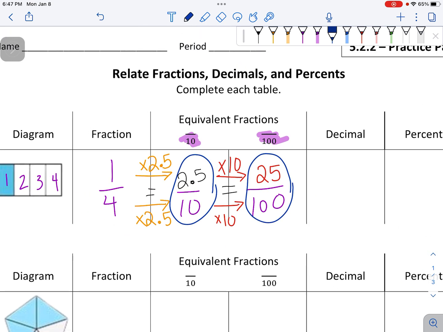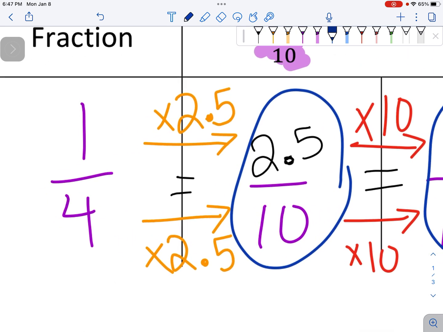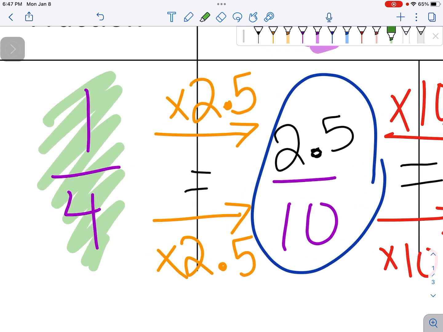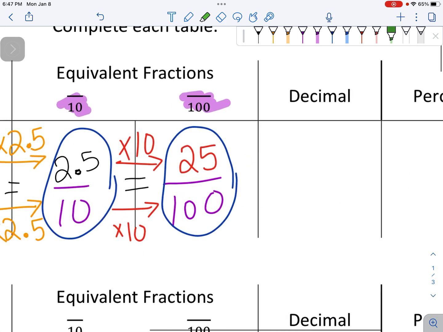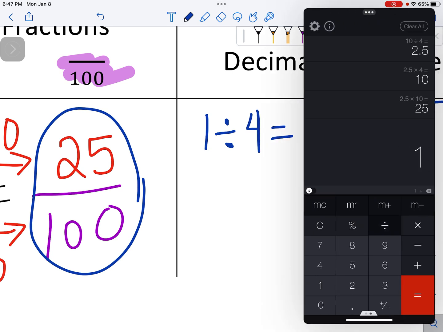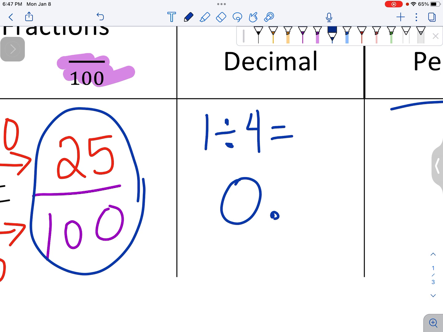Next, I need a decimal. There's a bunch of different ways to do this. I'm going to jump back to that original fraction of 1/4. I'm going to highlight it here, 1/4. And for our decimal, I'm going to write 1 divided by 4 and put that in my calculator. Here we go. 1 divided by 4 is 0.25.